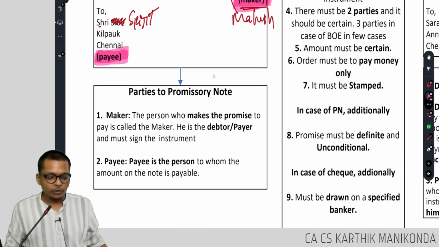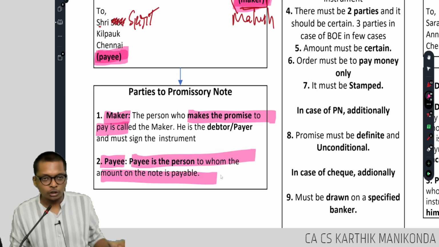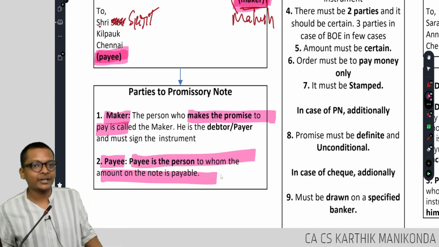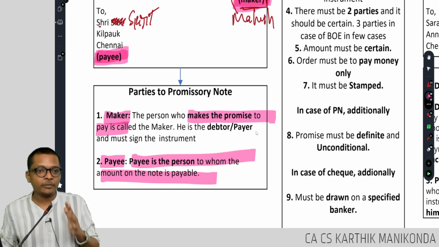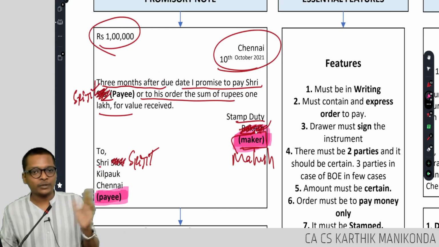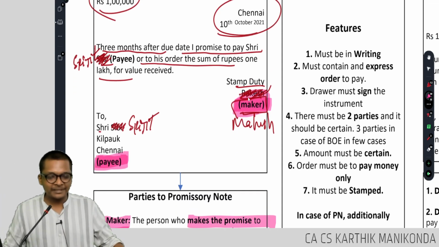So parties to promissory note, we have maker, the person who makes the promise to pay. Payee is the person to whom the amount on the note is payable. Are you following, guys? Easy, clear? I'm not joking. CA Inter, I don't remember which year, but before 2020, around COVID time, they shocked us. Draw a promissory note in exam. Okay, very rarely they will ask, but just be aware of the parties.